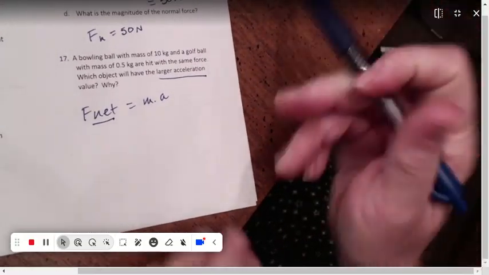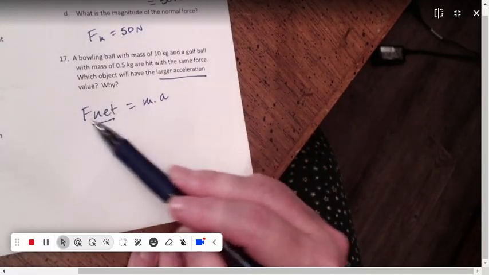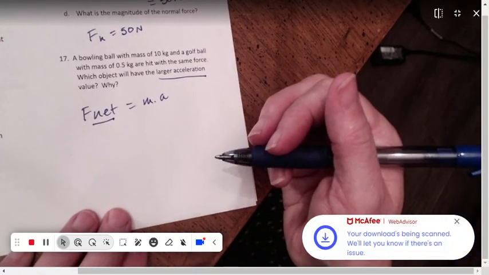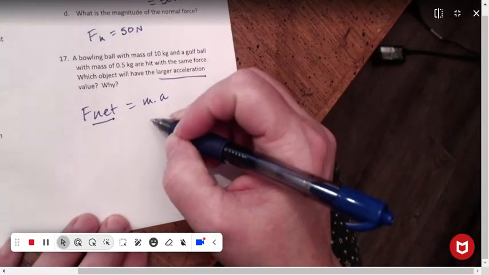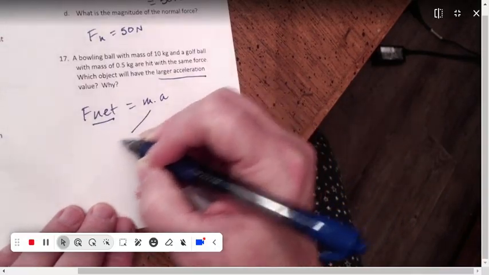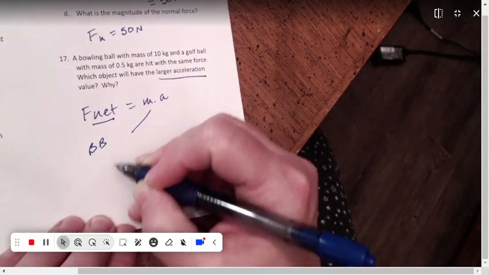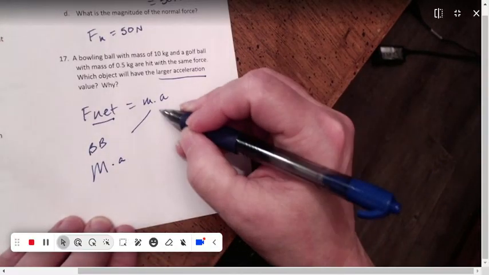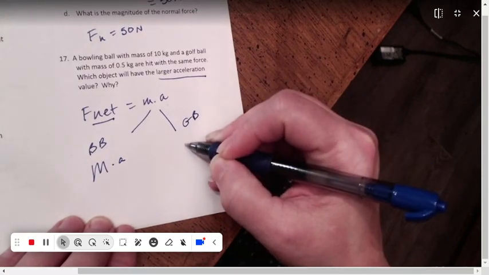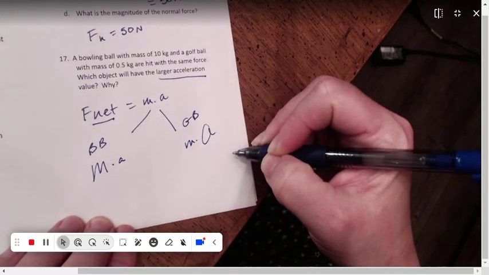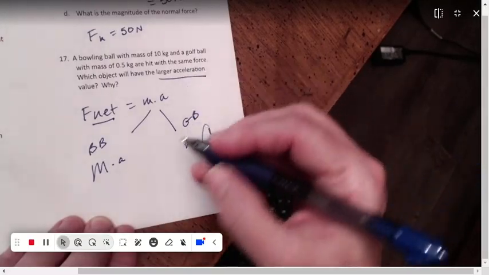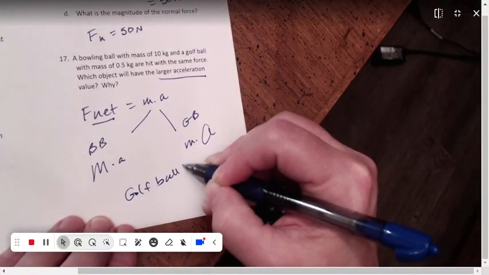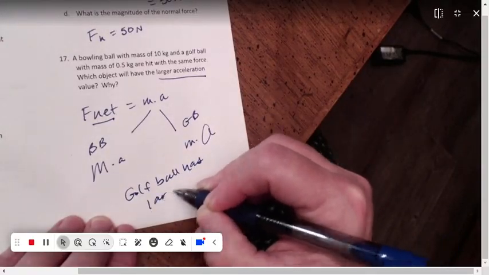Okay, so with this scenario, if this value is the same, we're going to have different combinations of mass and acceleration for our bowling ball and our golf ball. So our bowling ball is going to have a large mass and a smaller acceleration. And then our golf ball has a smaller mass and a larger acceleration. So the golf ball is going to have the larger acceleration because it has a smaller mass.